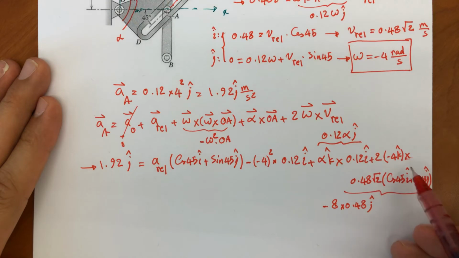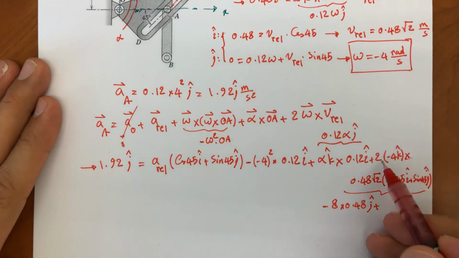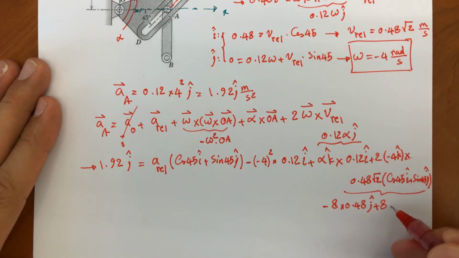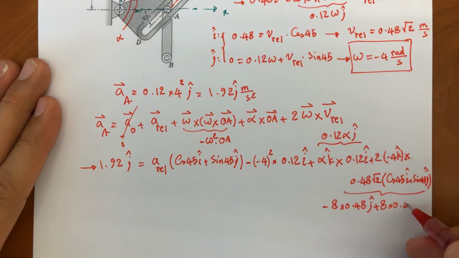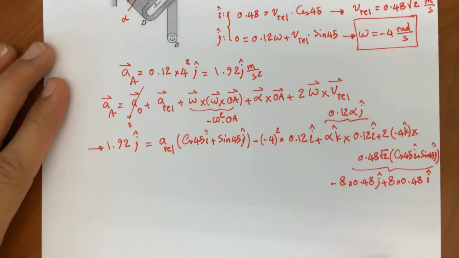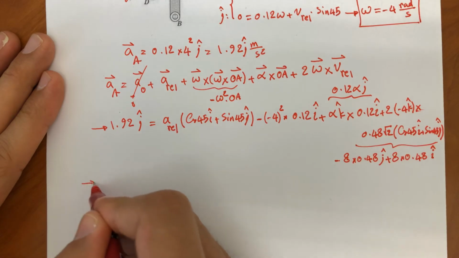And same thing for the other part. K cross j is negative i. We have it on the negative here, so positive 8 times 0.48. Again, the square root of 2 times sine of 45 is going to be 1, right? And the direction is, again, k cross j is negative i. We had another negative. Now I can separate i and j terms and find unknowns.